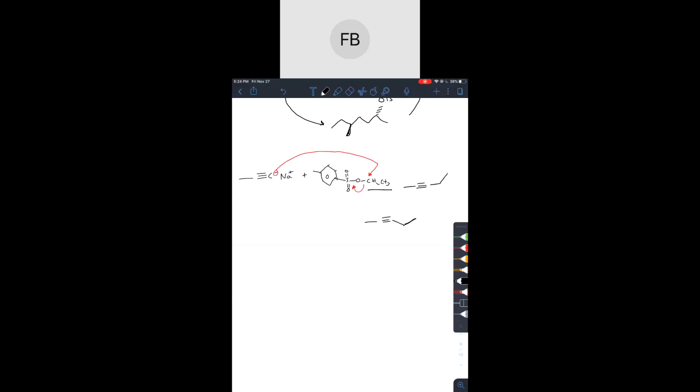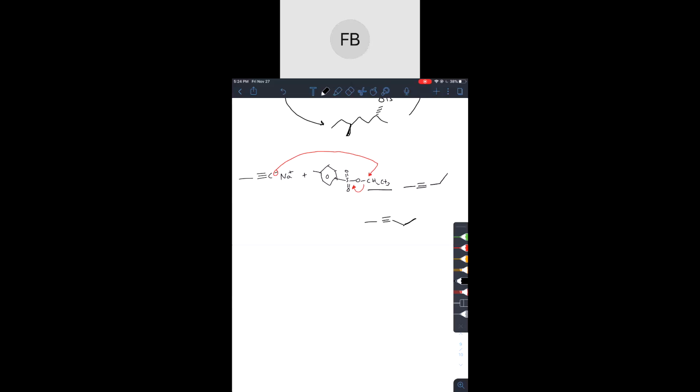The next one is exactly what we were looking at. It is basically which one is a better leaving group. So in this case, you just have a Br and a Cl. There's no double bonds involved here, so protonate the better leaving group, which is Br, and then use that for the elimination.